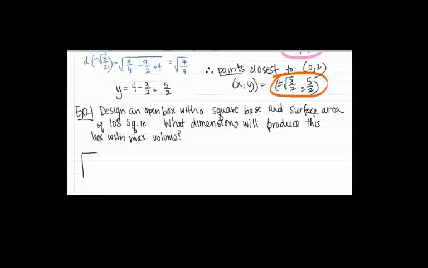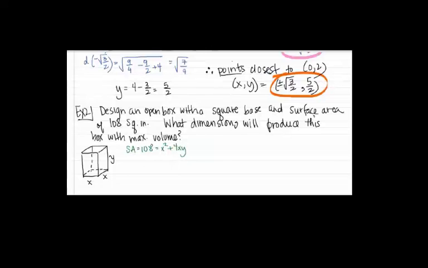This is an open box, which means that it has no top. It has a square base. It gives us the surface area of 108. And I'm going to actually also call the height y. So if the surface area is 108, then that means the area of the base, which is x squared, plus the 4 sides, which is going to be 4xy, must equal 108.